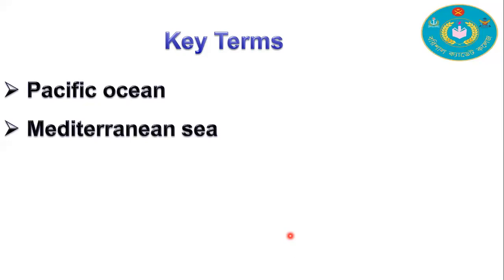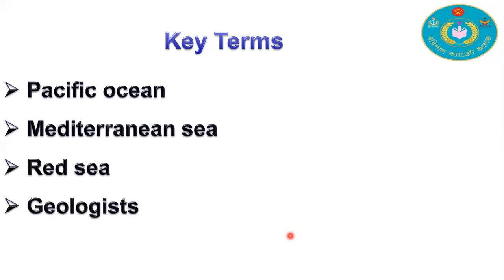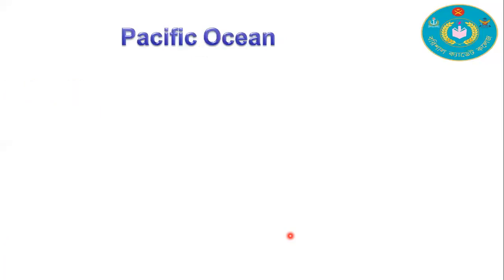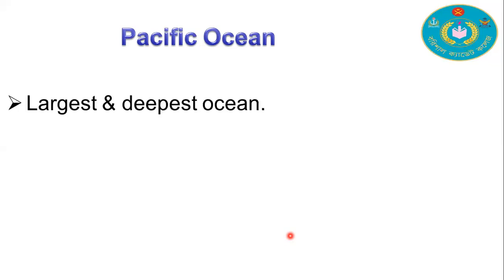Okay, there are some key terms related to today's lesson: Pacific Ocean, Mediterranean Sea, Red Sea, Geologist, National Building Code. Now let's move on to discuss these key terms. First one, Pacific Ocean. This is the largest and deepest ocean in the world.